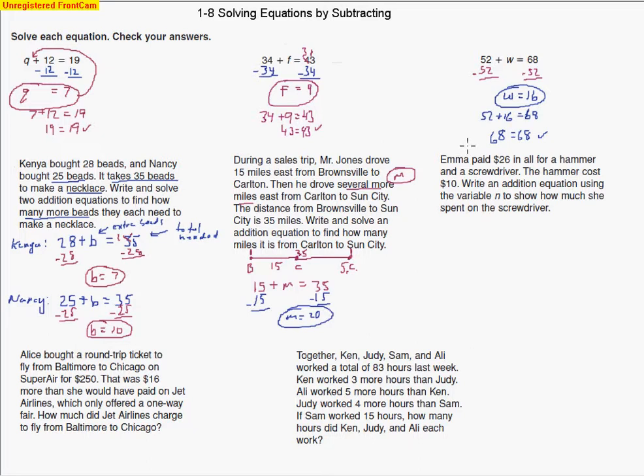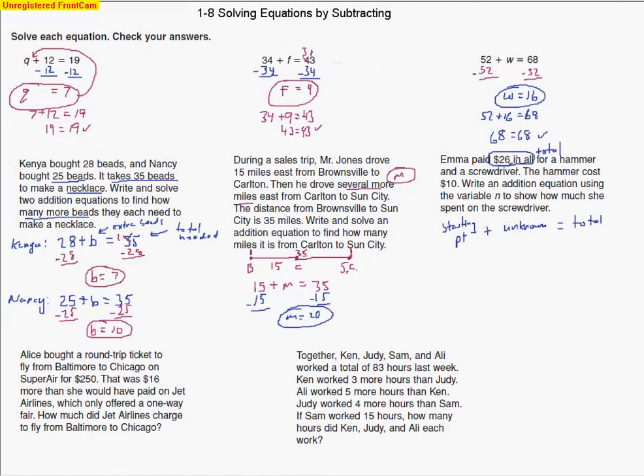Taking a look at our next one, Emma paid $26 in all. That tells us right there that we're dealing with the total. So remember what we're doing. On these problems, we always have a starting point, and then we add on an unknown. Once we have that unknown and the starting point added together, that equals a total. That's what we've done on the last two problems, and this problem is going to be the same way.